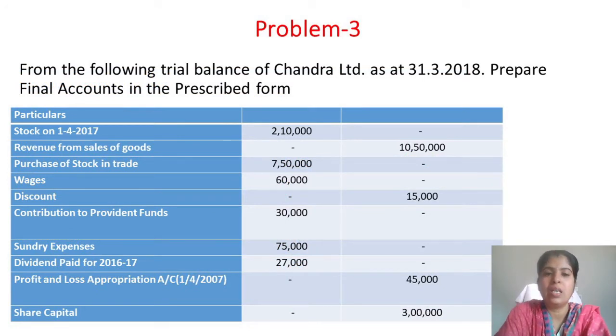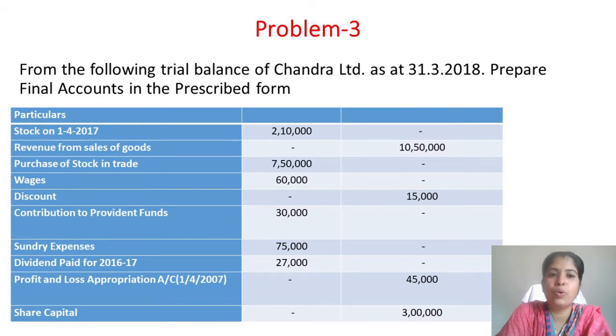Problem number 3. From the following trial balance of Chandra Limited as at 31st March 2018, prepare final accounts in the prescribed form. In the sense, both the things you have to prepare, either the statement of profit and loss or the statement of assets and liabilities. Particulars, as it is, trial balance values. Particulars, amount, it may be debit or credit values.